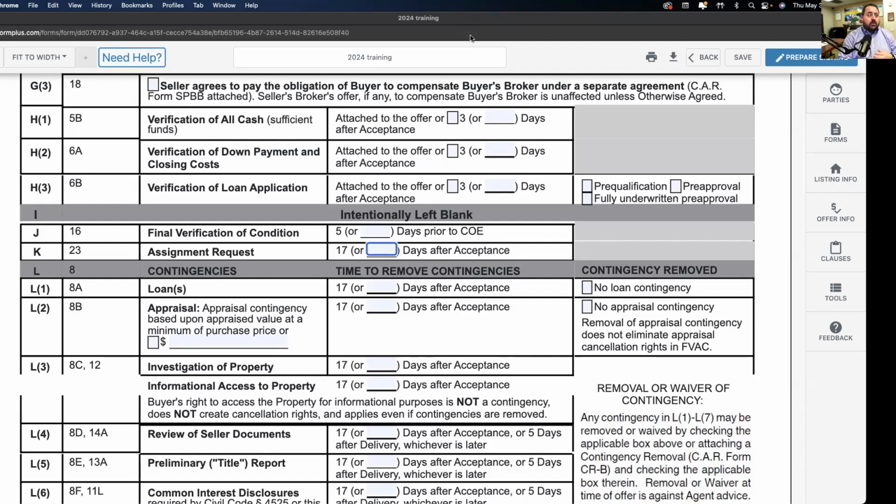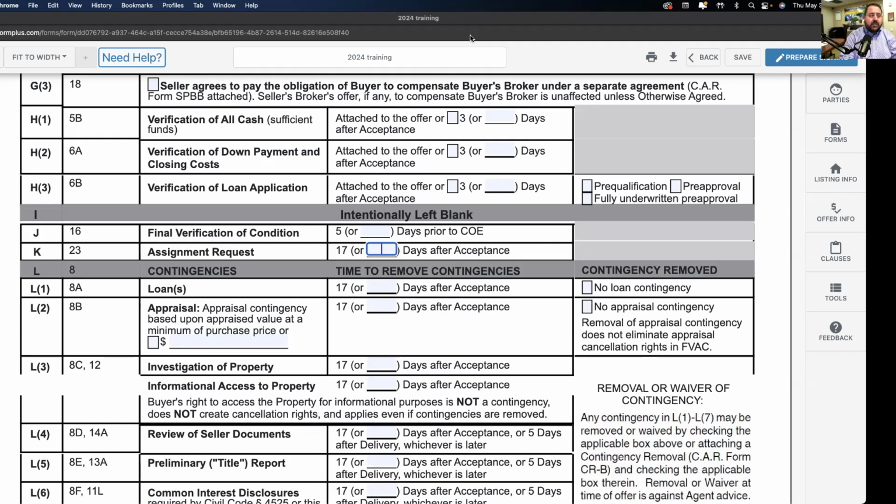Now, sellers don't have to approve the assignment. That's why it says assignment request. It doesn't say assignment. It says assignment request. I've got to write up a form called Assignment of Agreement Addendum. I have to fill that out and send it to the seller, and the seller's got to sign off and agree to it. That's it. So yes, they do have to approve it, but that's an assignment. So you've got by default 17 days to request one. Does it mean you're going to get it? No. But you have time to request it.